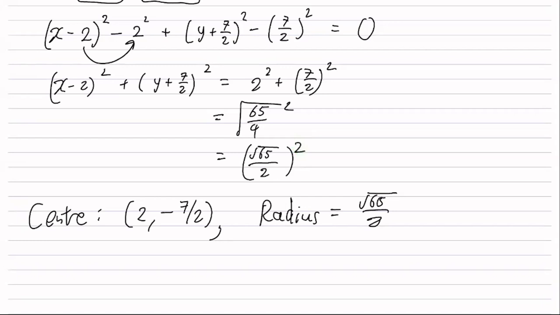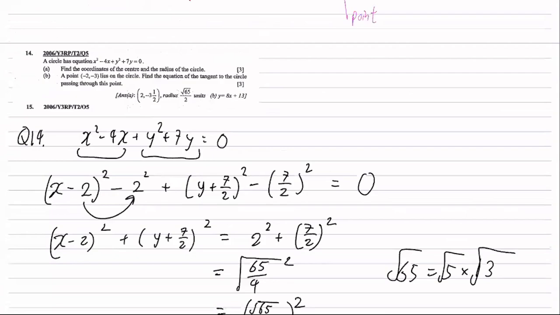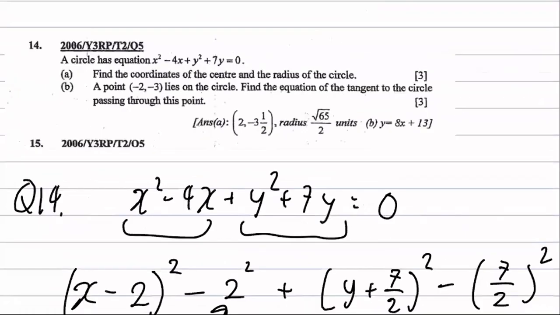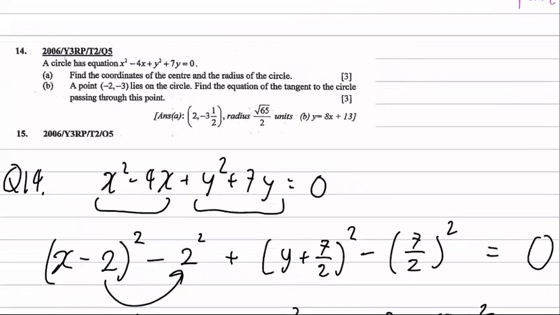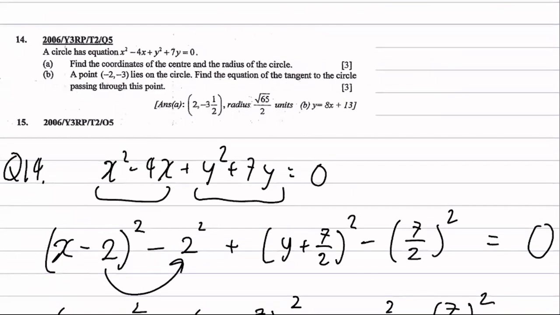Okay. Square root 65. Let me think. 65 is 5 times what? 13. Yeah, square root. You can't really simplify anything. 5 and 13 are prime numbers. Okay, so that's your answer. The exact value. Okay, not enough. Now we need to solve the next half of the question. What did they ask? Part B. Point -2 comma -3 lies on the circle. Find the equation of the tangent to the circle passing through this point.